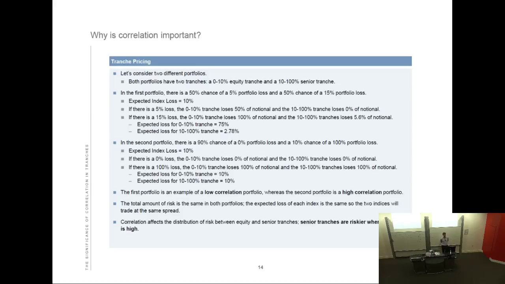And on the other hand, the super senior is very solid. And in the second scenario, the super senior is much more risky, and the equity actually less so, because there's now a very high chance that the equity survives in full. Okay, so high correlation means senior tranches get riskier and equity tranches less risky. Low correlation has the opposite effect, means that equity tranches get very risky and senior tranches less risky.